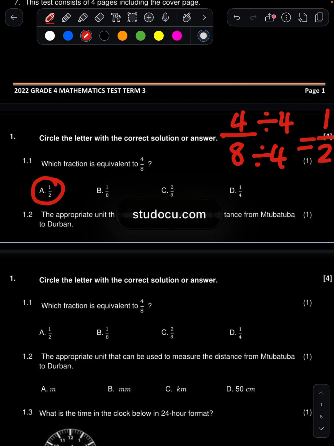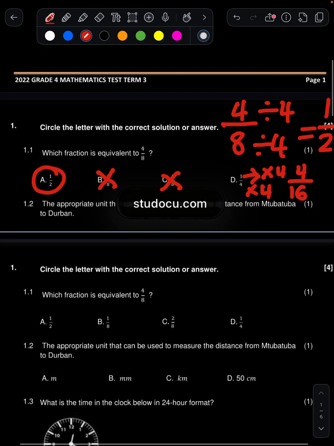You could also quickly rule out. 4 over 8 cannot be the same as 1 over 8, so that's definitely not it. It can't be the same as 2 over 8. The only tricky one was this 1 over 4. But you can check: if I wanted to get the top to 4, I would times that by 4 at the top, which gives me 4. At the bottom, I have to do the same thing, so times by 4. 4 times 4 is 16. So that would be the same as 4 over 16. That's why that one cannot be right.